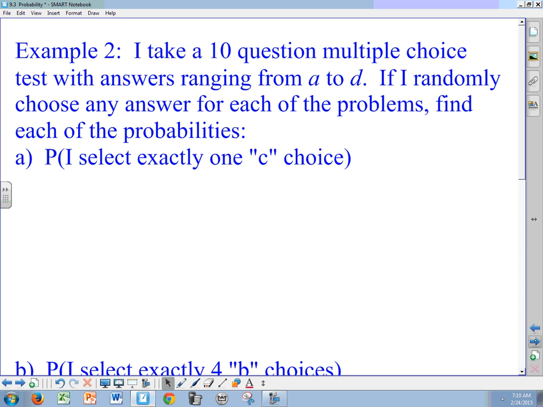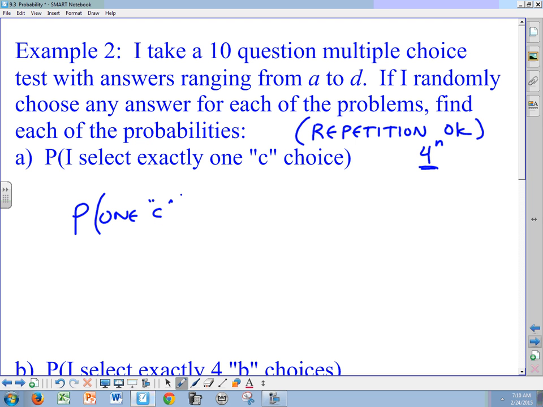So, for example, we've seen that this is repetition, okay. So first of all, I'm going to put on the top here, repetition is okay. And typically that means something like 4 to the nth power. For example, if there are 10 questions, then there are 4 to the 10th ways to arrange it, etc. So in the probability statement, probability of anything in this case, 1C, in this first problem, the denominator is going to be all the possible situations of multiple choice tests ranging from A to D. So that's going to be 4 to the 10th power.